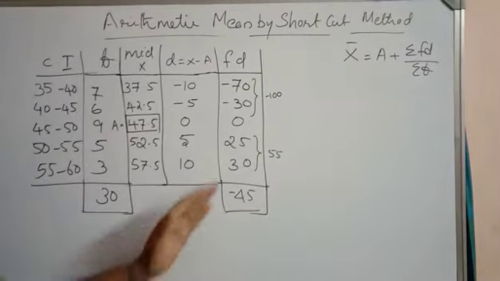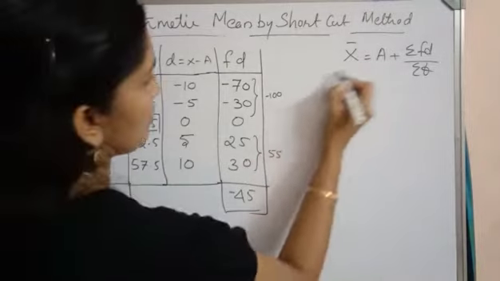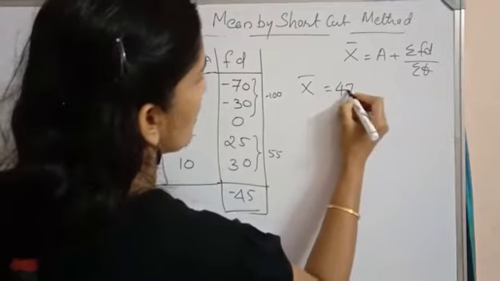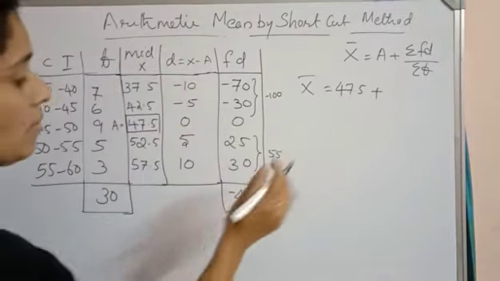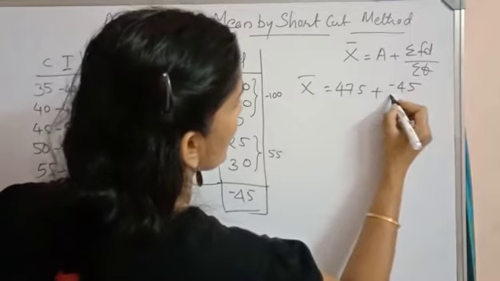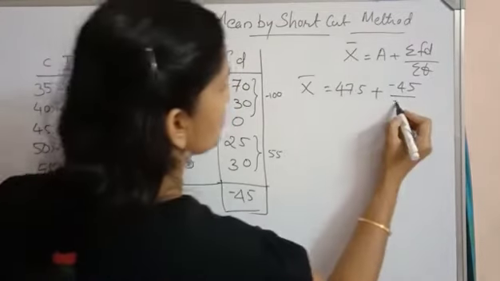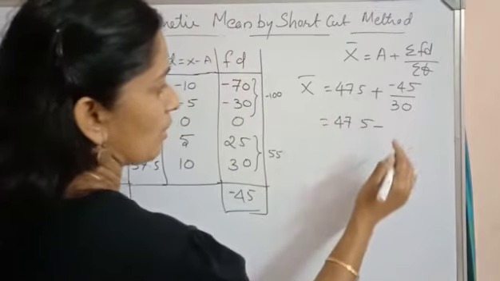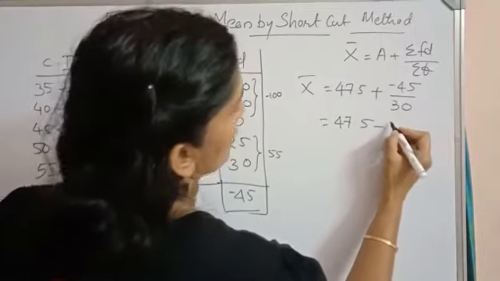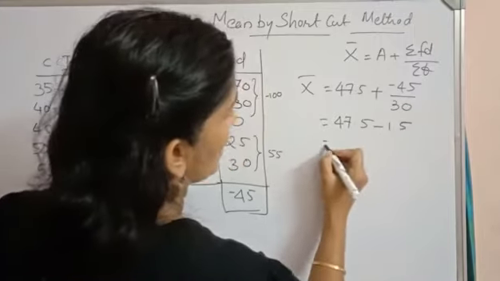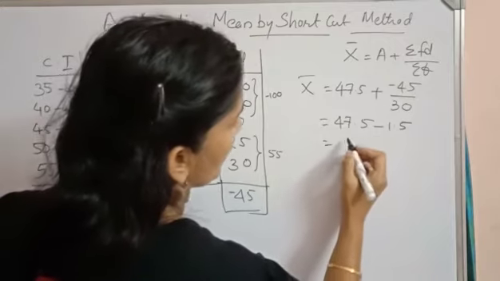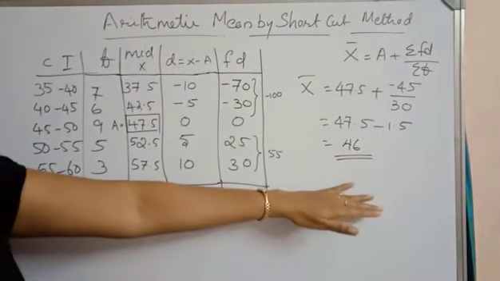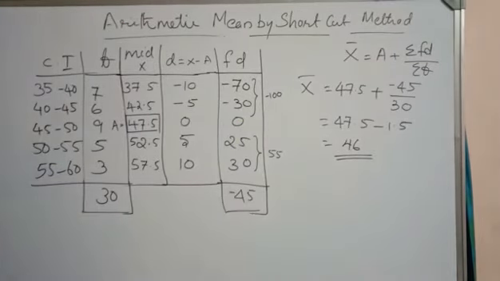Now let's substitute these values in the equation and solve it. x bar is equal to, the assumed mean is 47.5, 47.5 plus minus 45 divided by 30. That's equal to 47.5 minus, since plus into minus is minus, this becomes 1.5. Then when you subtract these two, you will get the value as 46. This is your arithmetic mean for the given distribution.